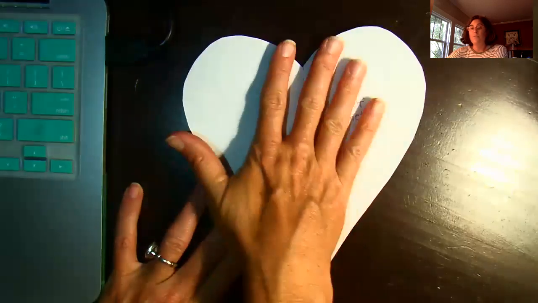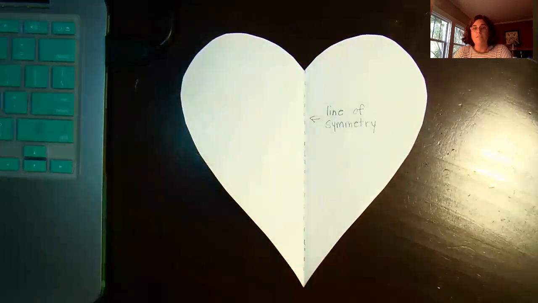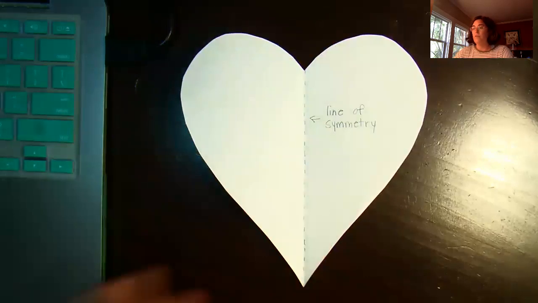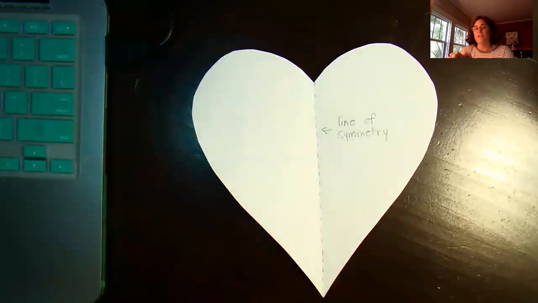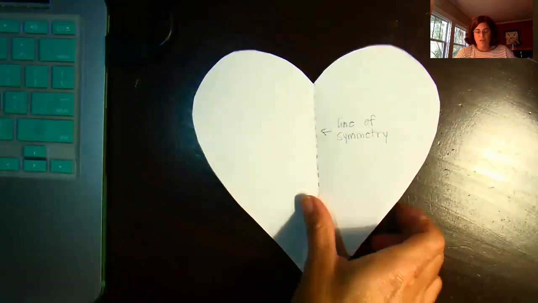Now, some shapes have more than one line of symmetry. Could I fold this heart in another way and still have mirror sides? No, I couldn't. So this heart has one line of symmetry, but other shapes have more than that. So let's go ahead and take a look at today's lesson.